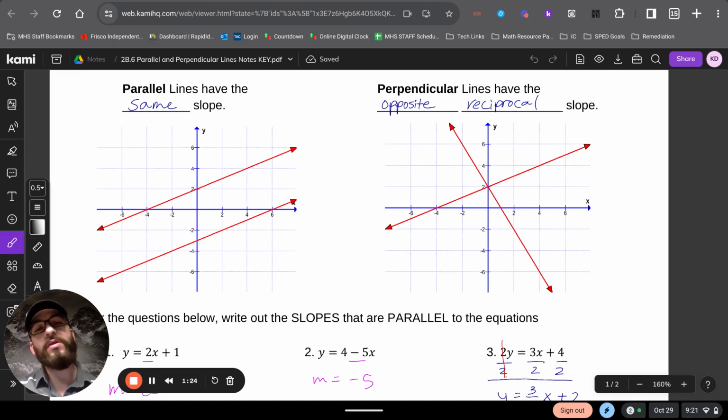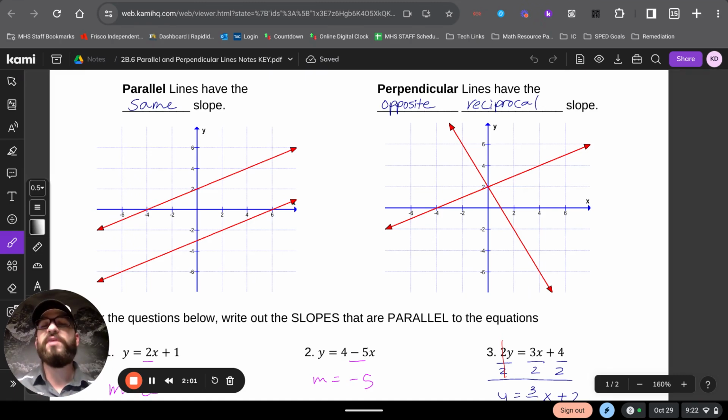Now, perpendicular lines, on the other hand, are perfectly split. They actually make 90-degree angles with their two lines. And we say that perpendicular lines have the opposite reciprocal slope. That opposite means opposite sign, and that reciprocal means flipped fraction. So opposite would be, instead of a positive slope, a negative slope. And reciprocal would be, instead of a 2, it would be 1/2. I know that's a little weird to think about, so we'll see that in a little bit. It starts to make more sense when we work with the numbers.